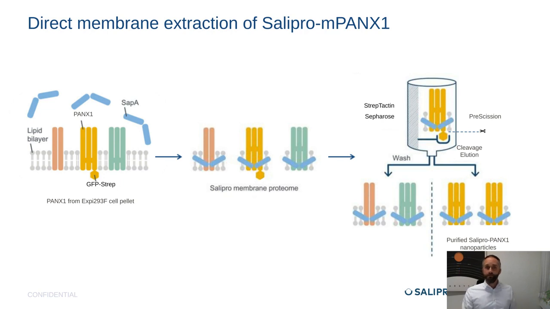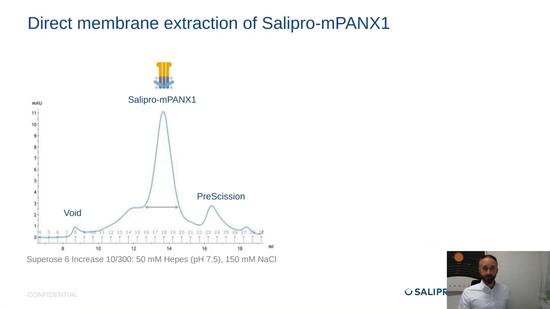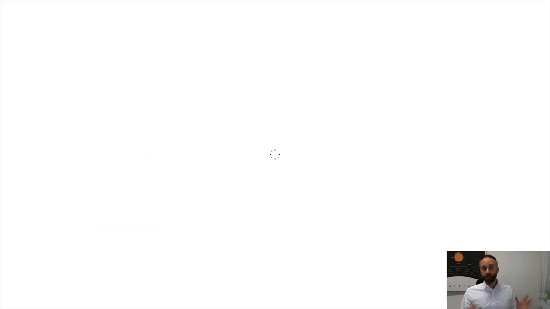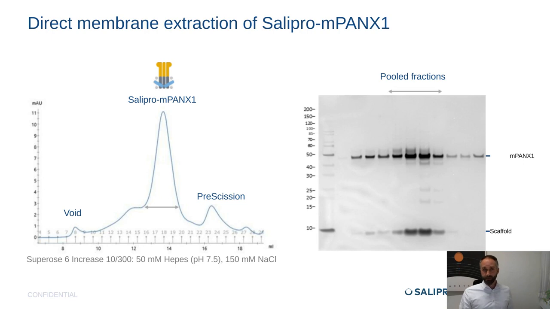If you then take the elution and put it on a size exclusion chromatography, you will get the following profile. And please note that the buffer is only HEPES and salt. There's no detergent, there's no additives. It's a very plain buffer setup. We can see here a peak that corresponds to Salipro Pannexin. If we analyze those fractions, you can see the band for Pannexin and another protein band for the scaffold protein.